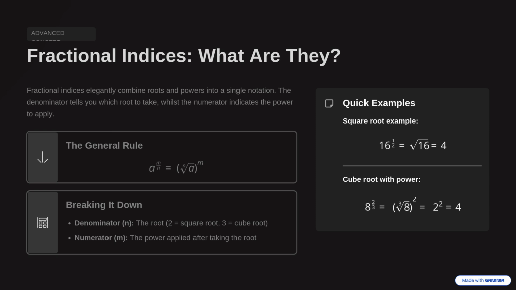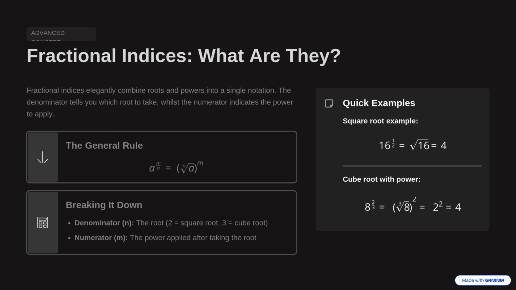We're going on to the general rule of them. Now, fractional indices combine roots and powers in one tiny bit of notation. I want you to think of the denominator telling us the root, and the numerator telling us the power. So the denominator tells us to root something, and the numerator tells us to power something, or square something, or cube something. Can we see that? I'm hoping that we can see that.